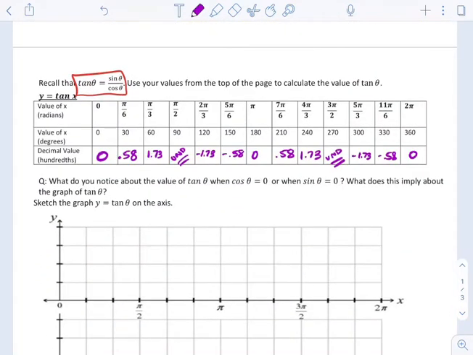All right, so here we are with our tan values, just combinations of 0, 0.58, and 1.73. One thing that you might notice is that there are two values that are undefined. Why are they undefined? Well, remember, tan is sine divided by cos. So let's see what happens at pi over 2 and 3 pi over 2.